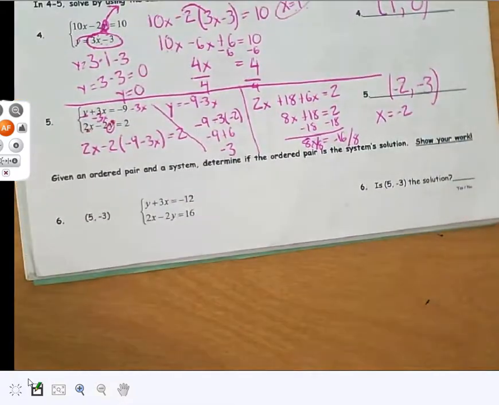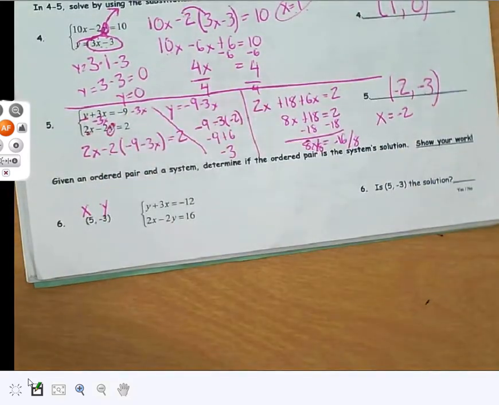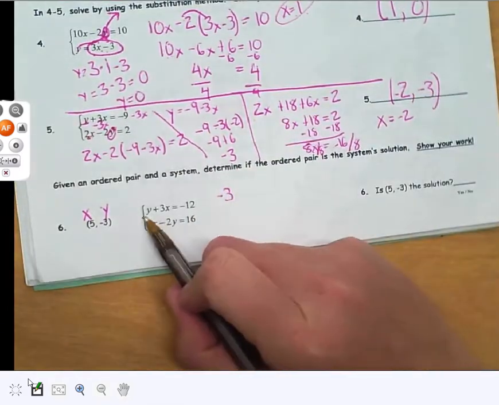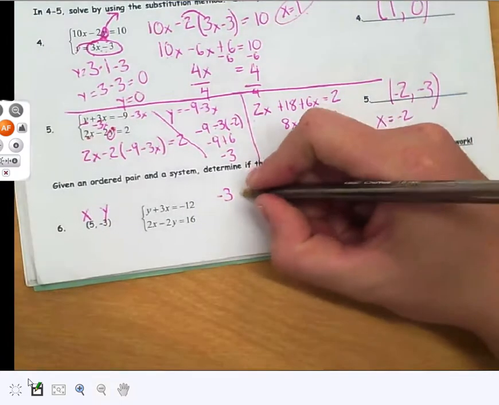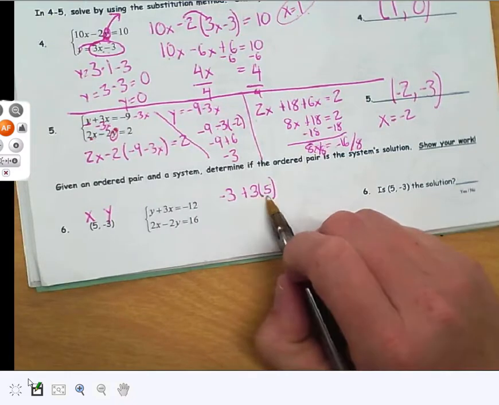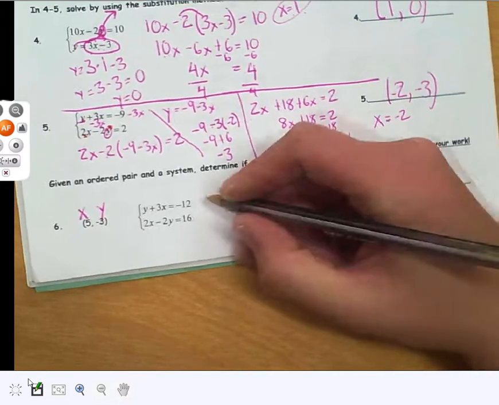Number 6. Given an ordered pair and a system, determine if the ordered pair is the system's solution. Show your work. So to show my work, I'm going to put this in place of x and this in place of y and see if it's true. So I do negative 3. You notice the y is in front, so I replace the y plus 3 times 5. Negative 3 plus 3 times 5 is 15. So negative 3 plus 15 is negative 12.